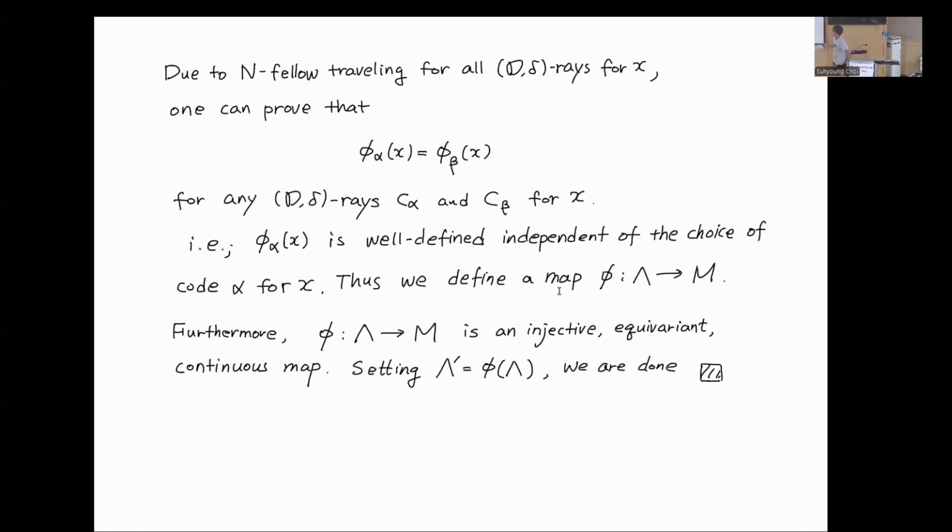some map phi from the limit set Lambda into M. So actually, this is injective. We can prove that it is an injective, equivariant, and continuous map. So that means that this is some homeomorphism onto its image. Okay, so we are done. So this is the story of Sullivan for the hyperbolic group actions.